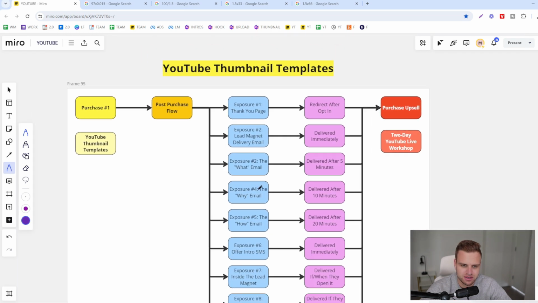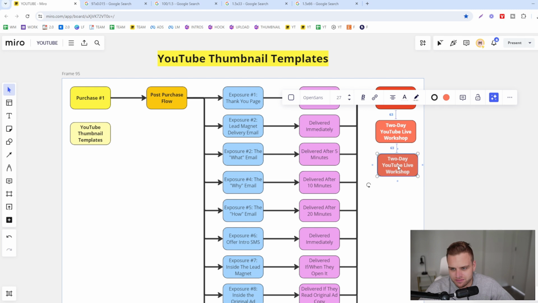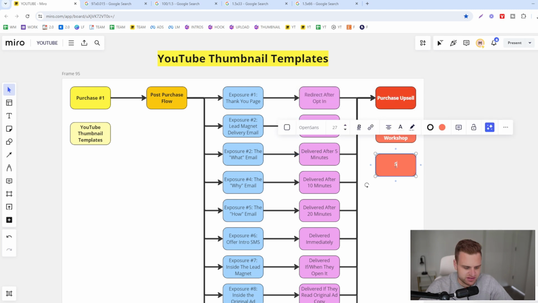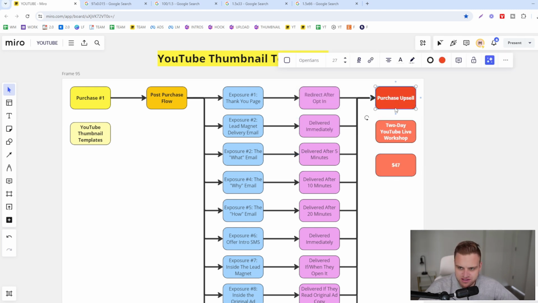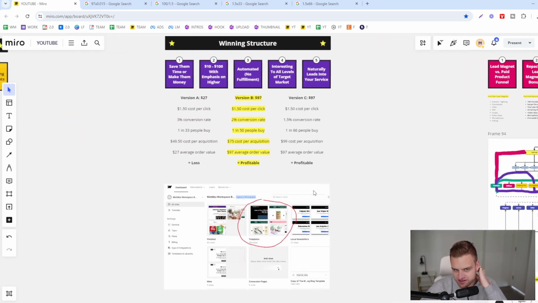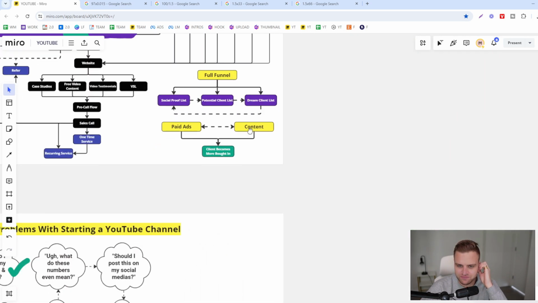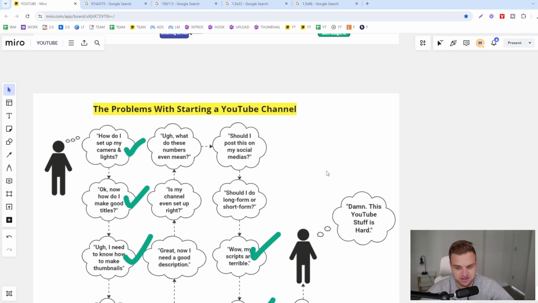So maybe we'll have this live workshop for like $47 or something. They've already paid $97, and theoretically they might just buy this, and who knows, if you're doing serious volume with this, like you have this profitable ad funnel, you're going to be getting 500, 1,000 sales a week, right?